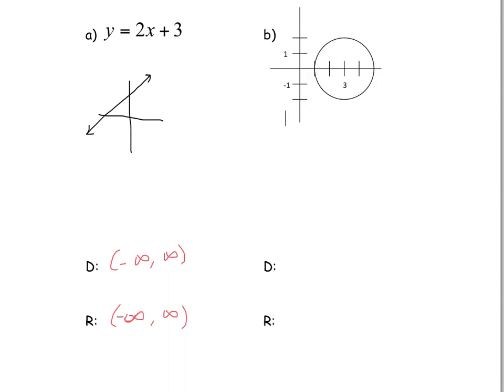Alright, so now the domain and range of this one. Okay, this one's a little bit more restrictive. Notice for the domain, those are the possible values of x. We'll have anything between negative 1 and 5.